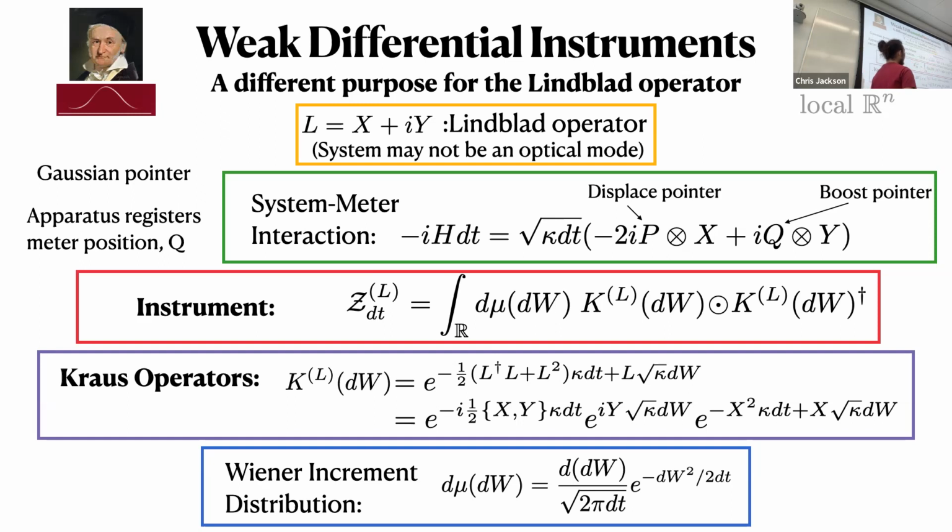If I interact that meter with the system, then I can either displace the meter or kick the meter. Kicking means it'll displace a moment later, but not just yet. So this generator displaces the pointer, and this generator boosts the pointer, and the real and imaginary parts of this L tell you what they're doing. The X is displacing and the Y is kicking. Given that kind of meter, you get an instrument like this.